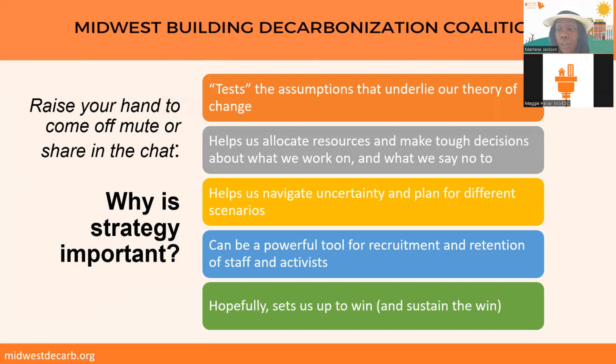Why is strategy important? A few thoughts from what I have learned is, of course, testing the assumptions that underlie our theory of change. So if in the course of implementing our strategy, we recognize that we have made incorrect assumptions about how the world works, it might lead us to update our theory of change. Our strategy also helps us make tough decisions about what work we should work on or don't work on, and allocate our limited resources: time, money, staff, and activists.